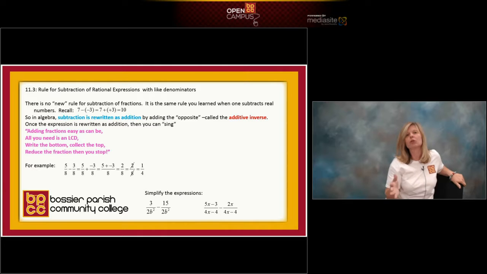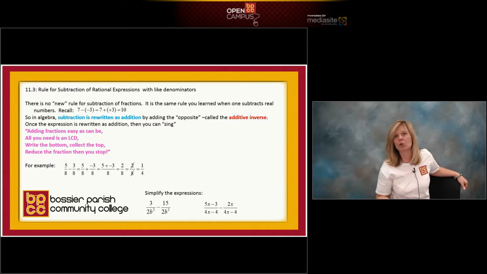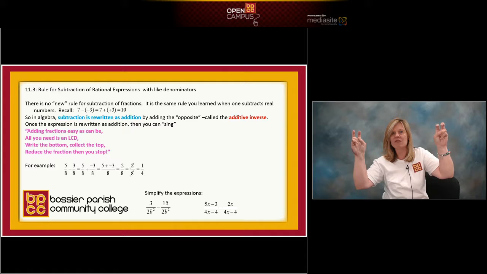Well, if that's the rule in arithmetic, it's the rule in algebra. And we've been doing that all along. Every time we subtract, what we really do is change the signs of any terms behind the subtraction symbol. We make them the opposite, which we call the additive inverse.